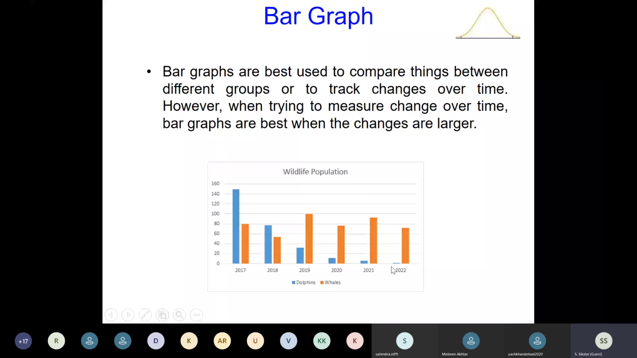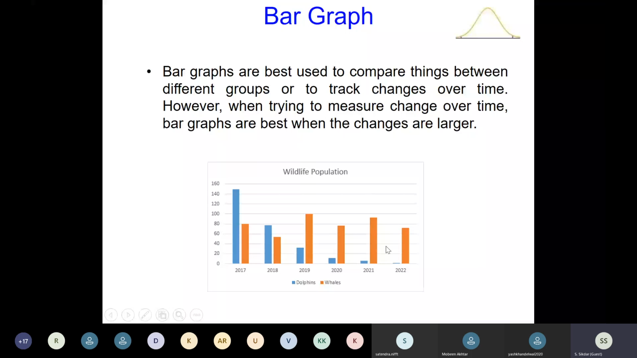However, when trying to measure change over time, bar graphs are best when the changes are larger. That means one can easily say that, okay, it is alarming: 140 compared to this one at 80, and it is going down very fast, 30, then less than 10 or so. So you can compare and say that the change is very sudden and very fast. So one has to be really careful. Okay, so move to the next.